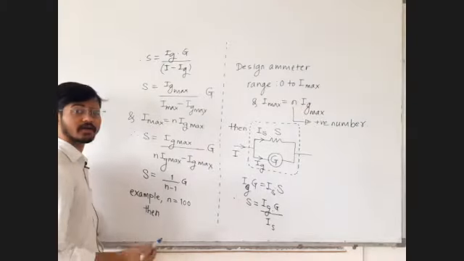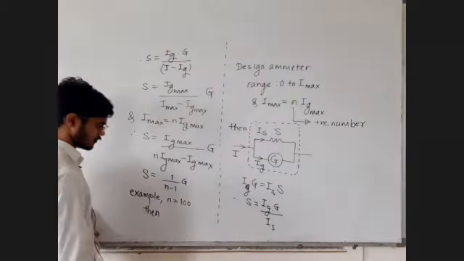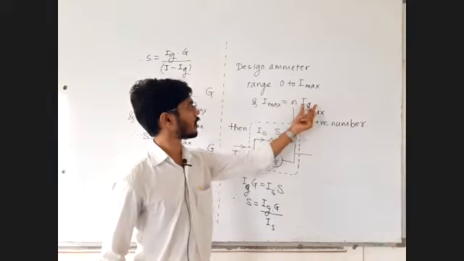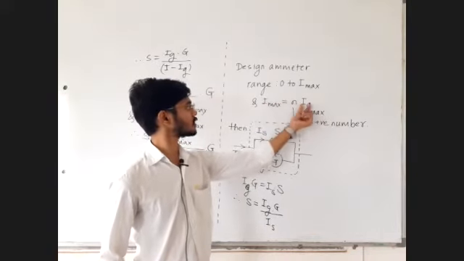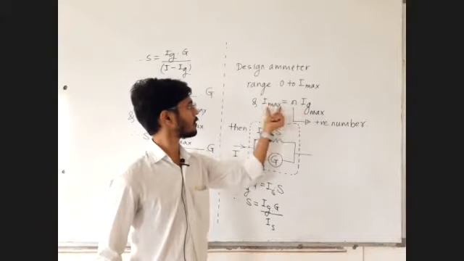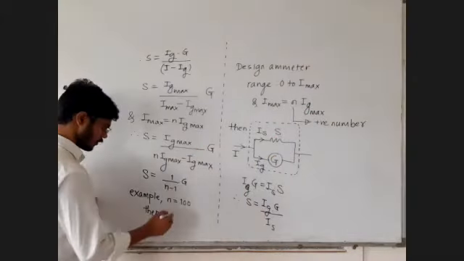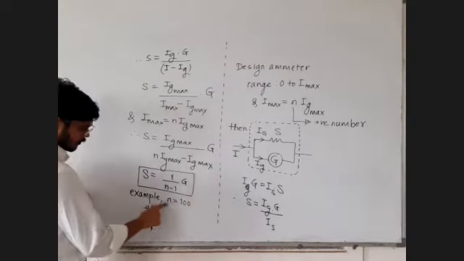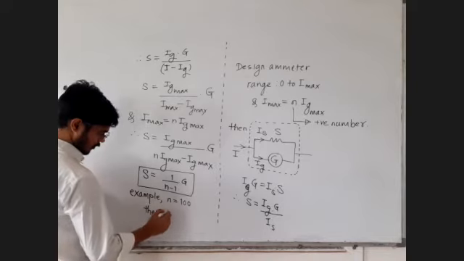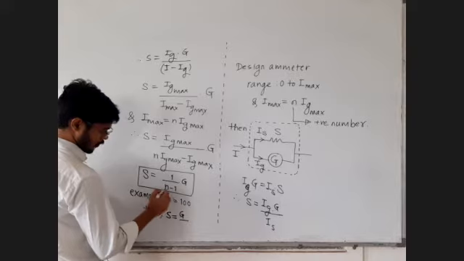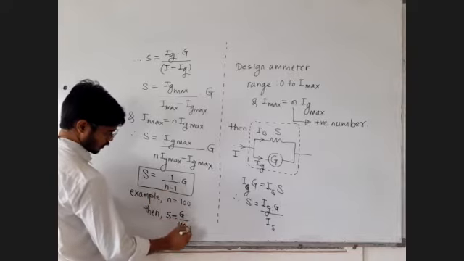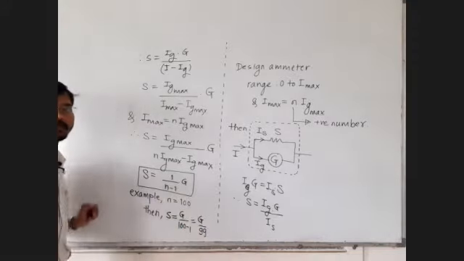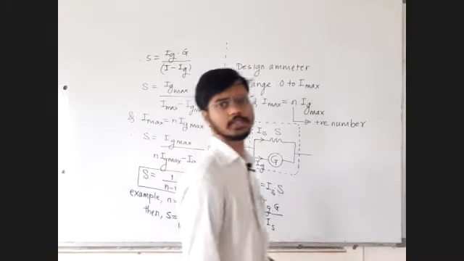If N is equal to 100, what is N? N is the ratio of I max to Ig max, I max divided by Ig max. If you know that, you can immediately find out S. If N is equal to 100, then S is equal to G upon N minus 1. N minus 1 is 100 minus 1, so that will be equal to G by 99. And in the options, you will immediately find G by 99.